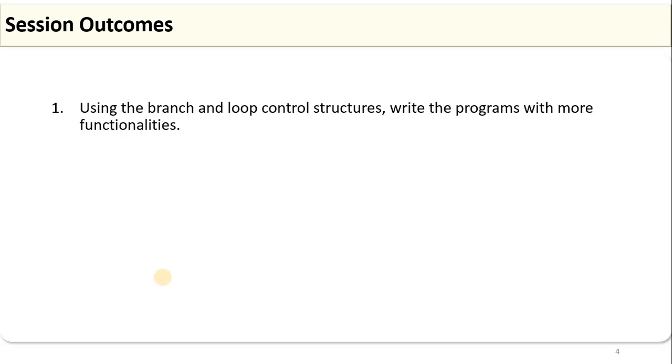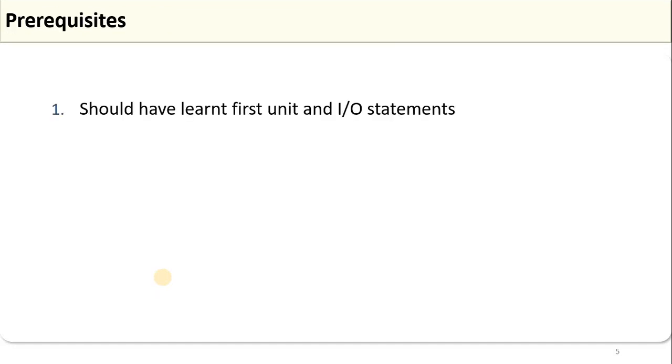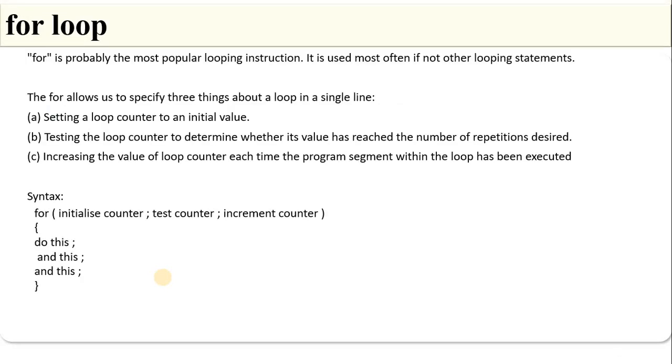Session outcomes. Using the branch and loop control structures, you should be able to write C programs with more functionalities. Prerequisites: should have learned the first unit and input-output C programming statements. Let's get into the for loop.